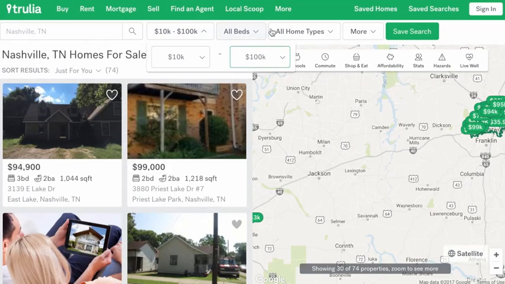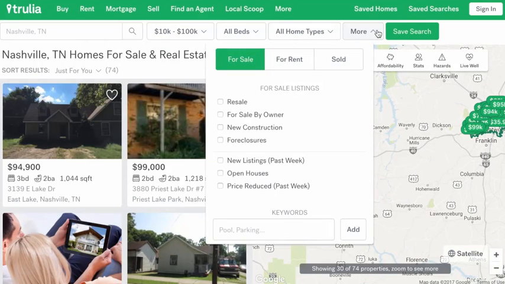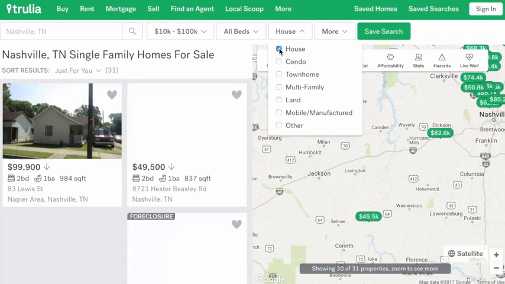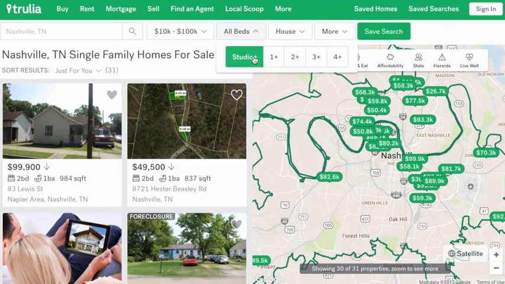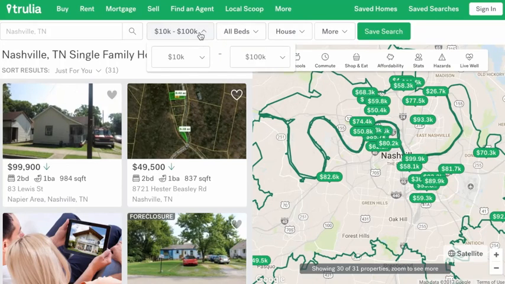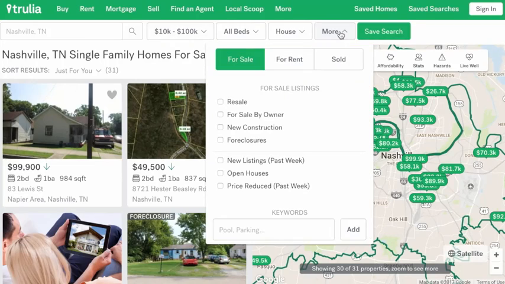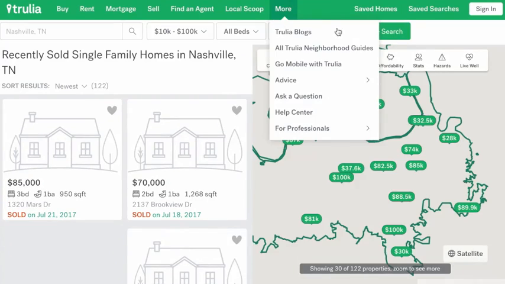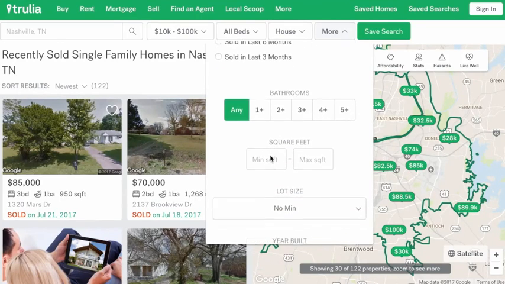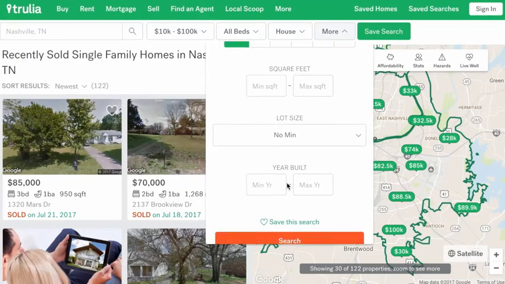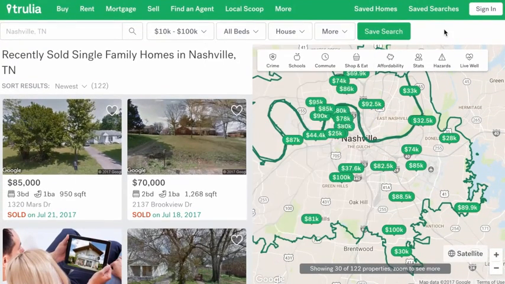And I want to look at just houses. I don't want to look at condos and all this. We'll just look at single family. I'm not going to put any kind of filter on bedrooms, and we've got our price point. And then we're going to look at sold. So under the More tab, right here under More, switch it to sold, and sold in the last 9 months. Any bedroom. We're not going to put a filter on square foot or lot size or year built.